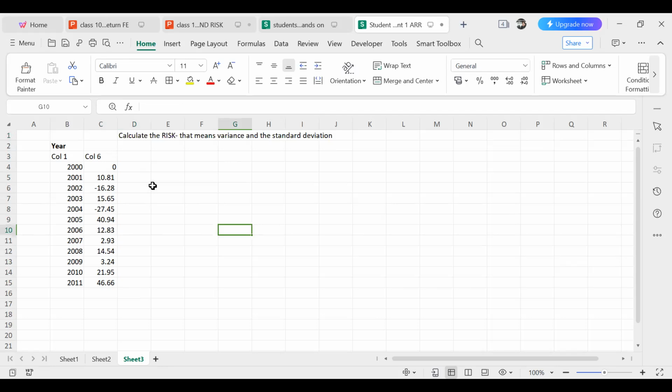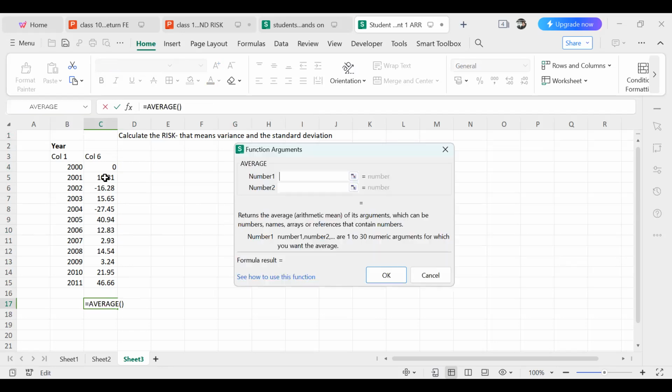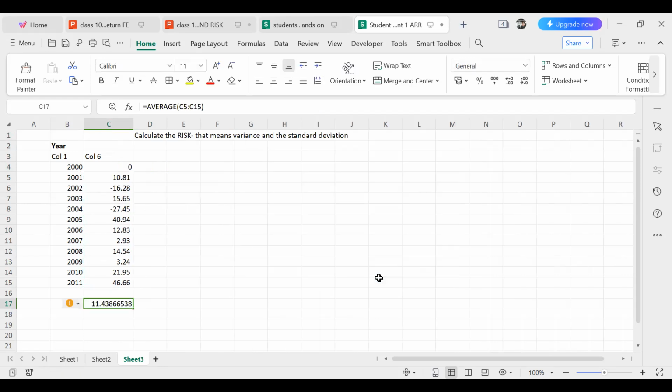The first step is to calculate the average rate of return. So simply put an equal sign here and take the summation or average. You can just choose the function and drag, and you get your answer, 11.4. Did you all get this?